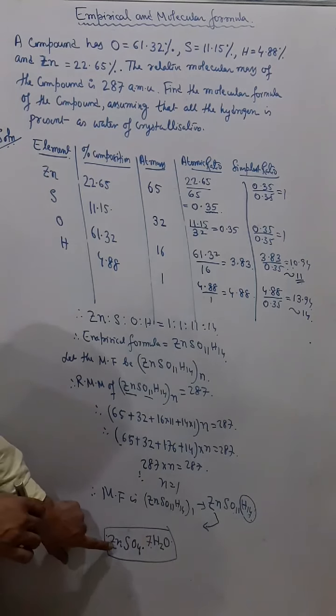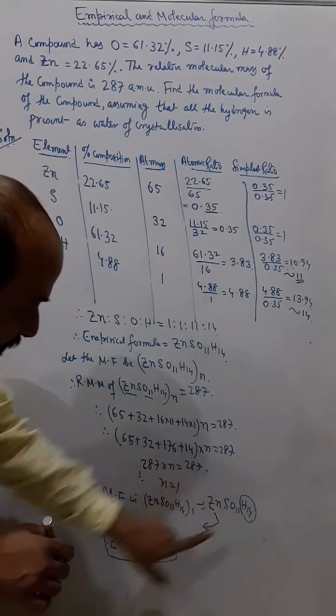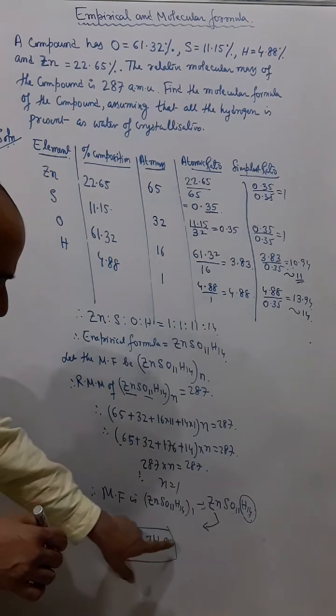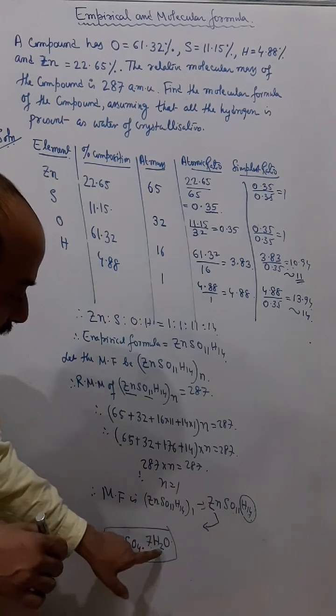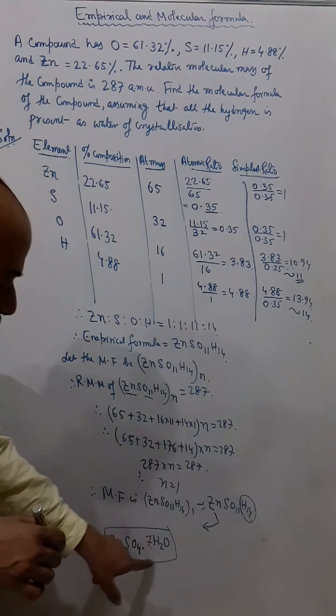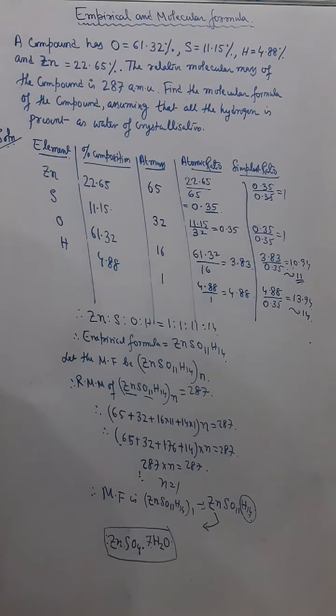Understand? Zinc 1, sulfur 1, oxygen 11 means 4 here and 7 there. So 7 plus 4 is 11, and hydrogen 14. All the hydrogen is present in the form of water, and this is ZnSO4.7H2O. So all the hydrogen is in the form of water of crystallization. This is what you have to do in this sum. Understand? So this is the end of empirical and molecular formula. I hope you can do all the other remaining sums.